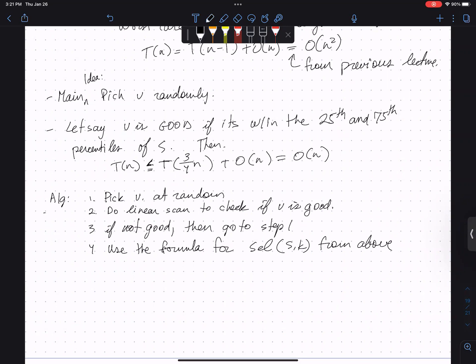All right, so this is the first time in this class you're seeing a randomized algorithm. Meaning that the execution is not going to run the same every single time.